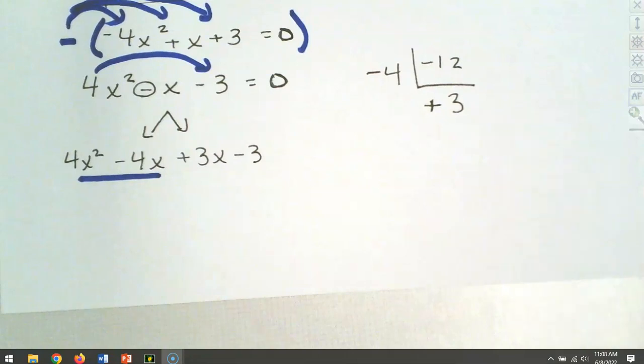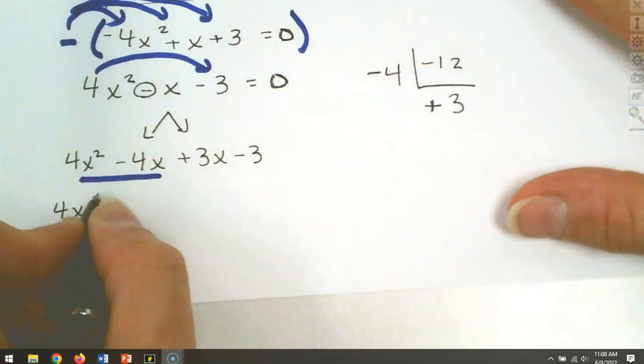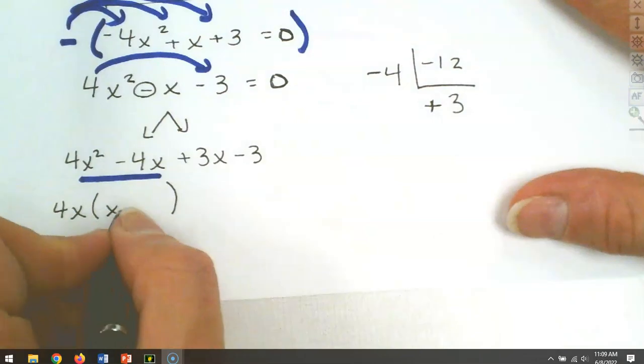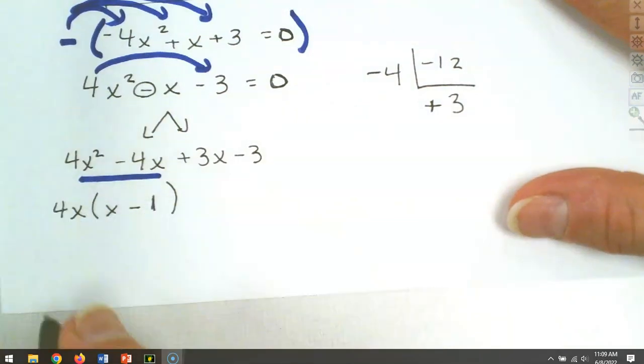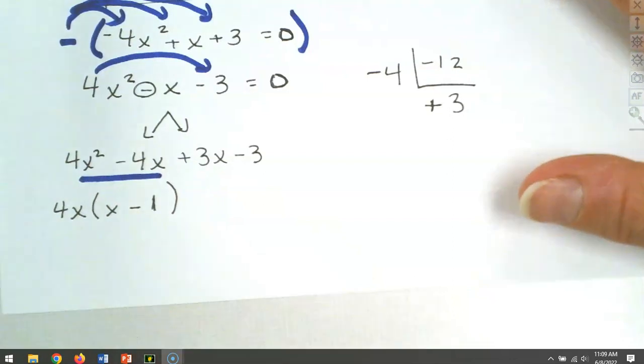What can come out of the underlined part here? Yep, 4x can come out. Okay. So that 4x can come out, and what would be left over then? Yep, minus 1, right? Because the 4 came out. So that leaves you then with an x minus 1.